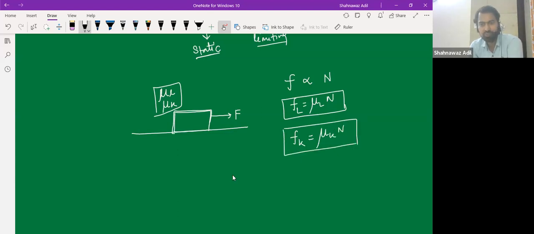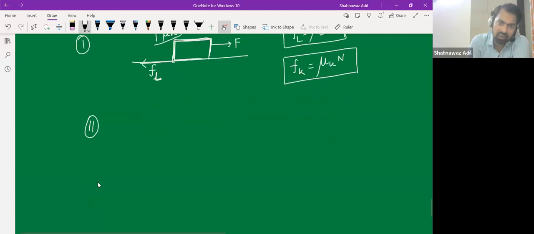Right? So let's say that we are applying this force in this direction. Due to the surface, there would be friction in this direction, right? Let's say this is Fl. We calculated all the forces and found out when this object will start to move. We did so many calculations. So this was one case we took, and we also took this case on the inclined plane.